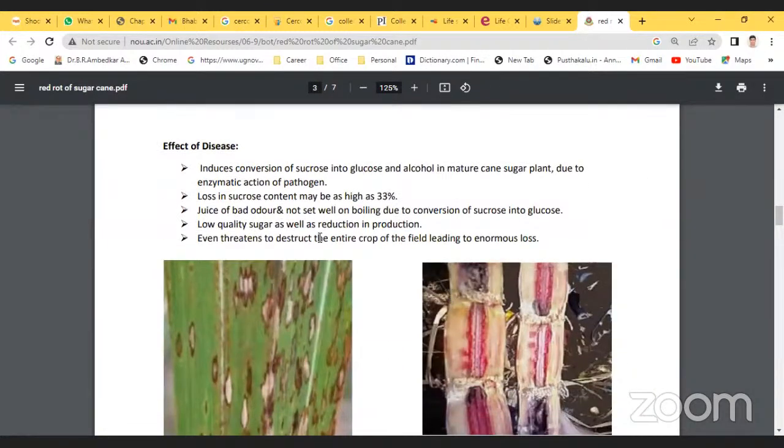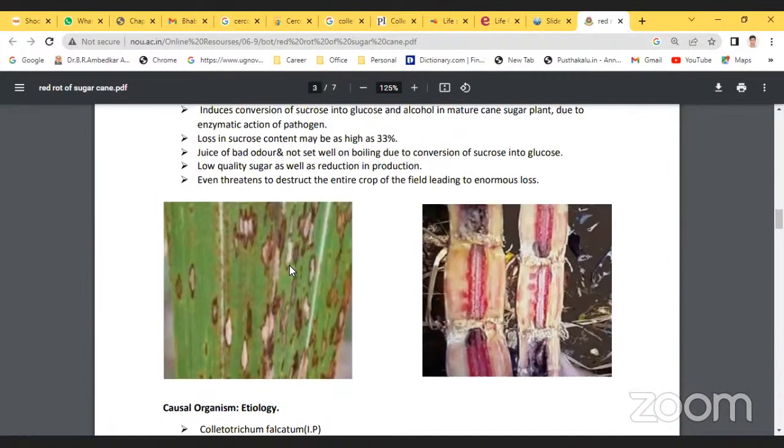So, the effect of the disease: finally, you see the disease is a very dangerous situation. There is no production of sugar. Like this, the entire sugarcane formation is broken, and there is a great loss of weight.